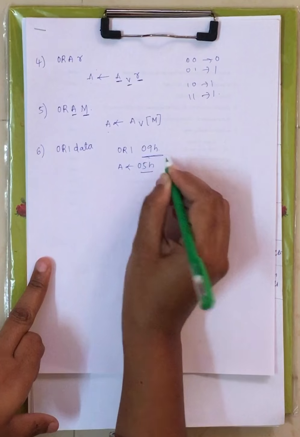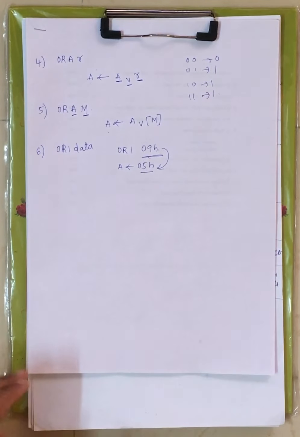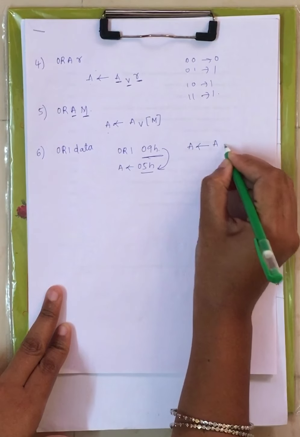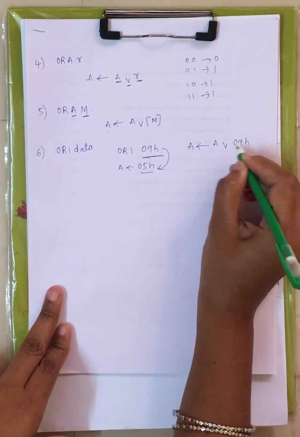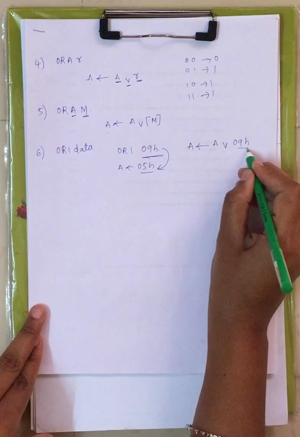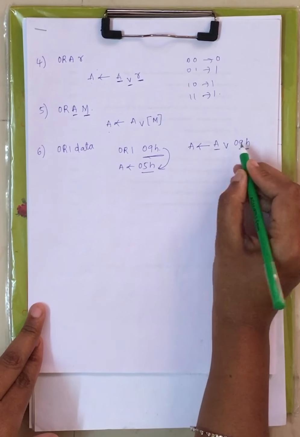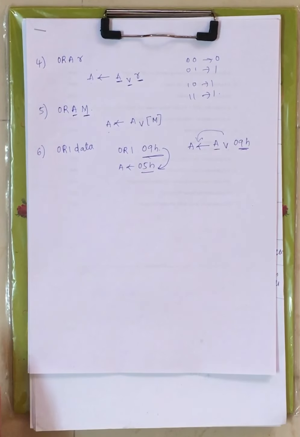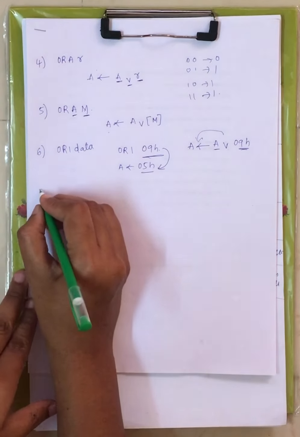Between these two contents you are performing the logical operation, and the instruction will appear like this, right? Between 09H and the contents of the accumulator you are performing the logical OR operation, and the result is stored in A itself, right? Now this is the 6th instruction.